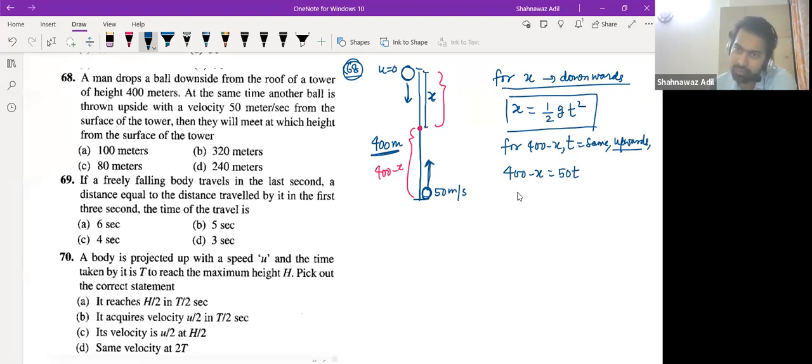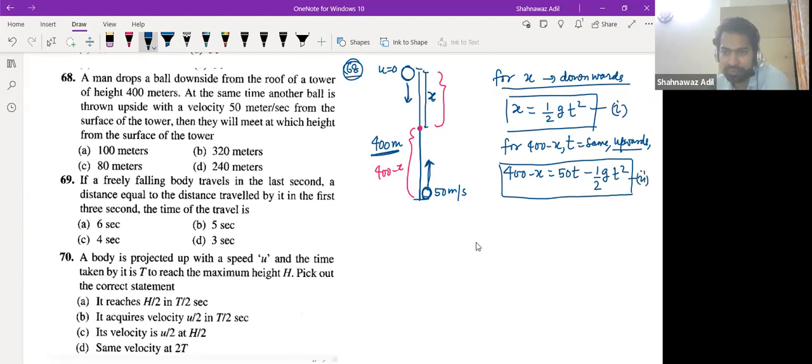Minus half g t square. So this is our first equation, and this is our second equation. So how many unknowns are in these equations? Sir, x and t. Right? So can we do something about this x?